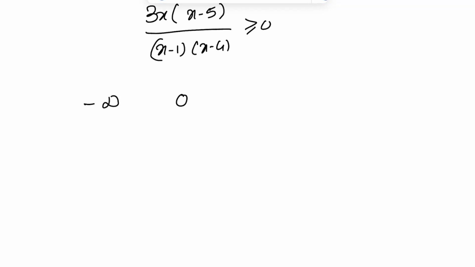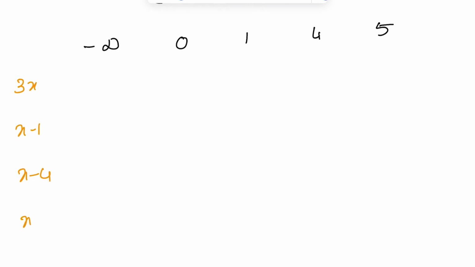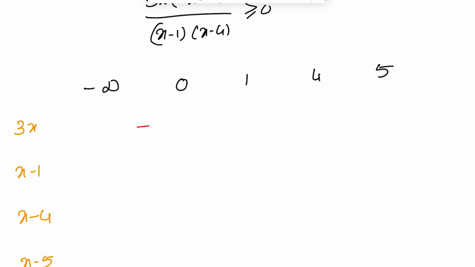So what are the roots? Negative infinity, 0, 1, 4, 5. So I talk about 3x, I talk about x minus 1, then x minus 4, then x minus 5. 3x is going to be negative, positive, positive, positive, and again positive. x minus 1: negative, negative, positive, positive, positive. Then x minus 4: negative, negative, negative, positive, and positive. x minus 5: negative, negative, negative, and positive.